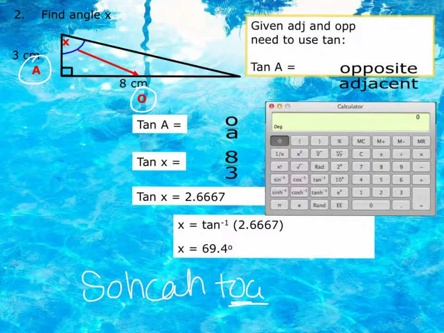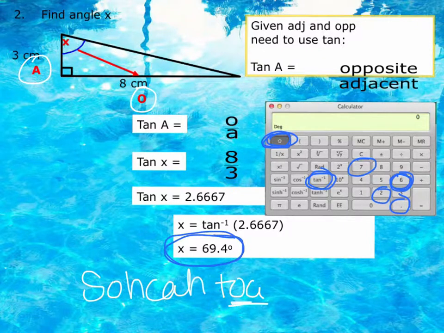So now in my calculator, I will type in 2.6667. And then I would do tangent inverse. And notice I'm on shift right now for this calculator on my computer. And I would get the angle measurement, which is 69.4. So this angle X is 69.4 degrees. How did I find that? I used the trig ratio tangent and then the ratio from that to help me find the angle measurement.